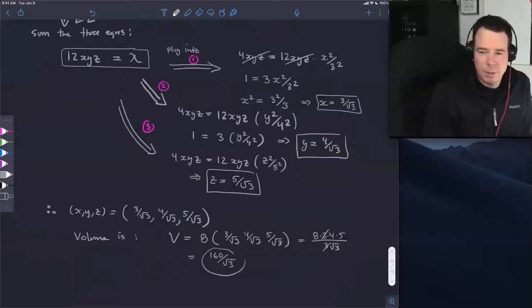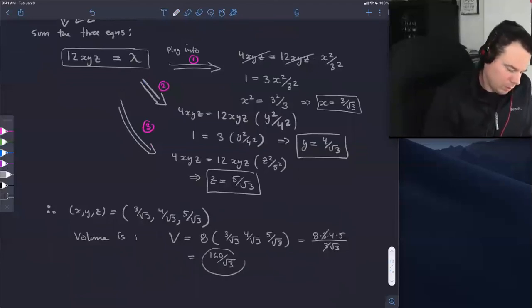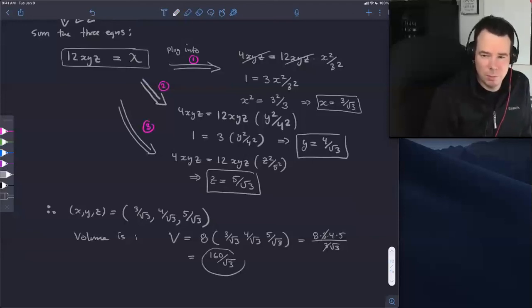We were asked to maximize. Do we know that this is a maximum volume? Well, we know this is an extreme case. It's an extremal answer. So it's either a maximum or a minimum. But we also know that we can make the volume as small as we want just by making this rectangle as tiny as we want.